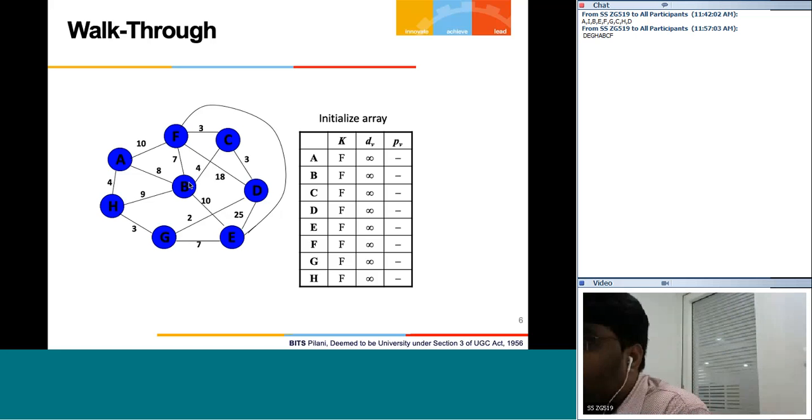So just solve from A and share the solution. If you have any questions, please do post. Otherwise, I'll start with Kruskal's algorithm in the next class. Before that, I'll give you some homework. I'll see whether you are able to solve it. Then we will go to Kruskal's. If not, we will try to work in some better way so that it is understood.